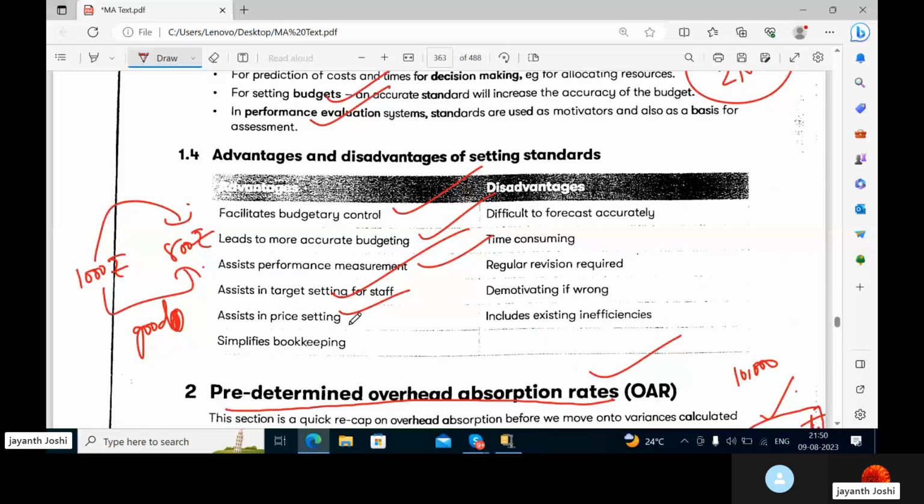Disadvantages: when you make estimates, it's very difficult to forecast accurately. Whatever you predict, whatever you estimate, the actual result is not always going to be the same as what you estimated. It's not going to come true always. It's a time consuming process, because you have to sit on that and regularly revise things, because you should always estimate by considering the current conditions. It can sometimes be very demotivating if things go wrong, and it can also include existing inefficiencies.